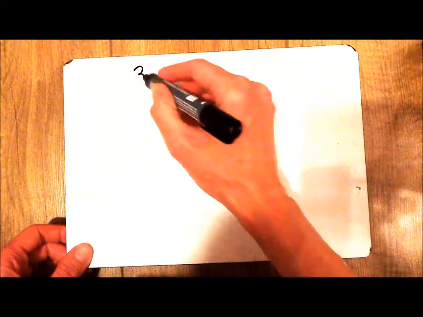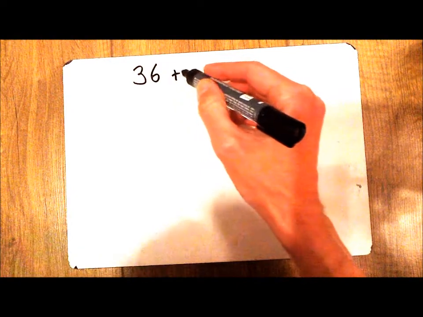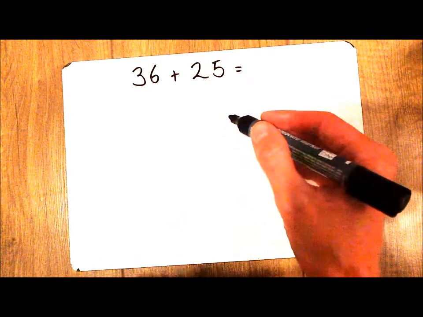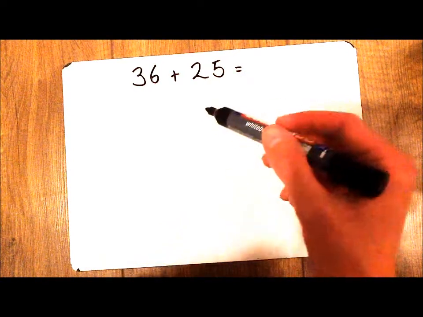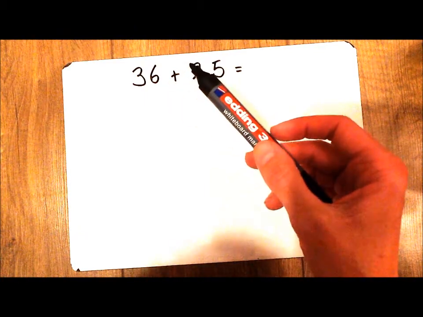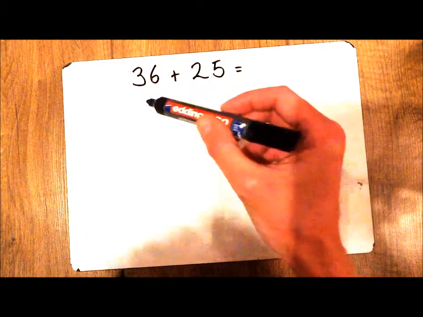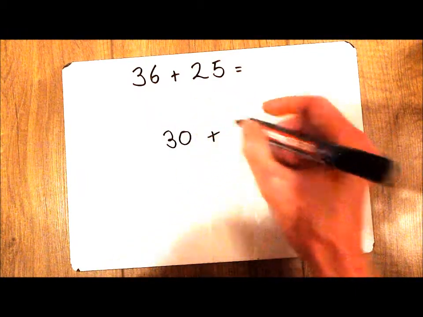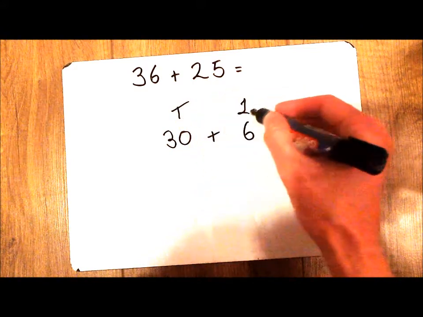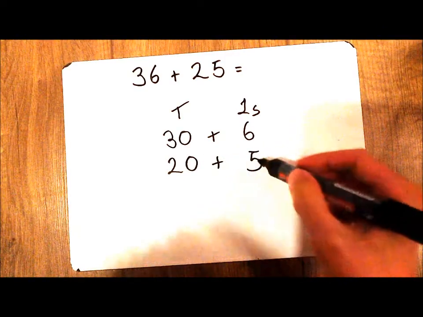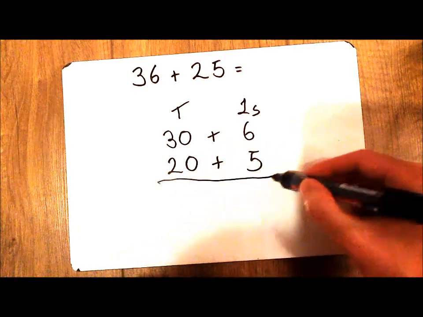So imagine I wanted to add together the numbers 36 and 25. In Year 1 you have developed a really good understanding of place value, which means that I can now see that if I partition my numbers into 30 and 6, so into my 10s and my 1s, and I do the same for the other number as well, I can add them together.